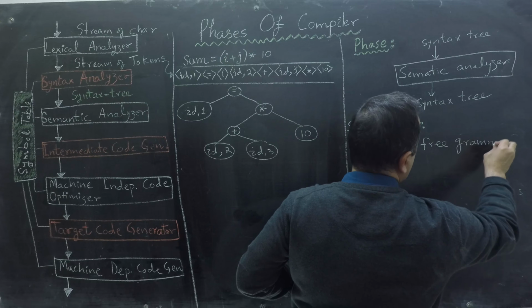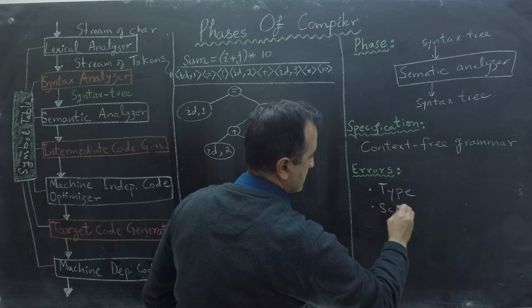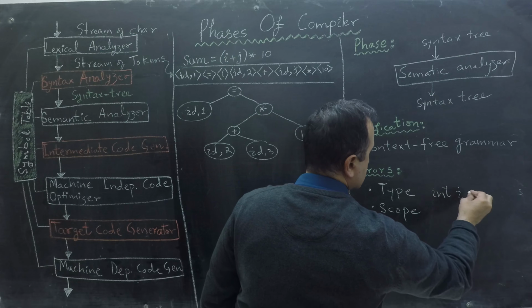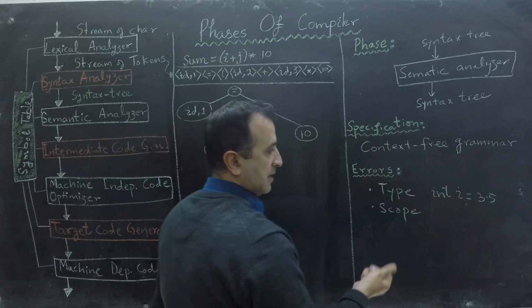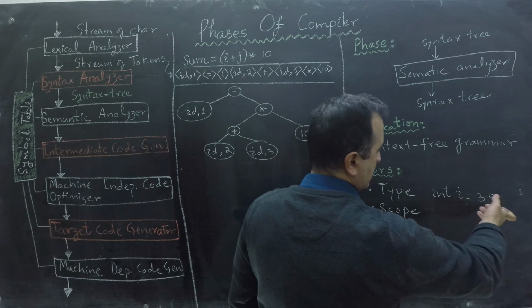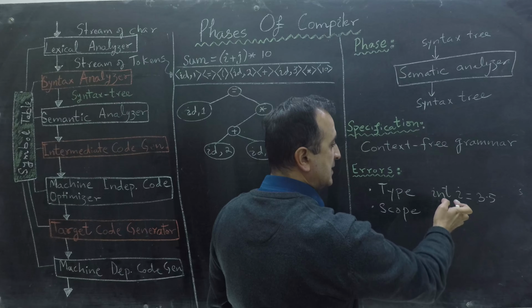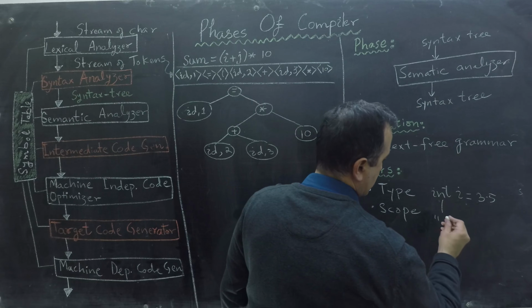What kind of errors do we produce here? We produce type related errors. We produce maybe scope related errors. For example, if I have int i = 3.5, then as far as the syntax is concerned, this is valid syntax. I'm assigning a value to an identifier. However, this is a type mismatch error because an integer cannot take a float value. So we will get maybe an illegal assignment error.